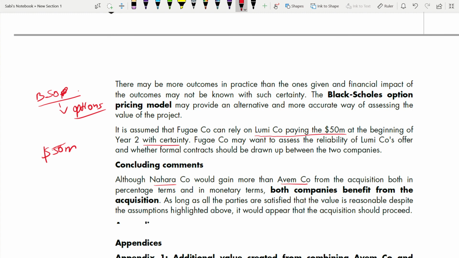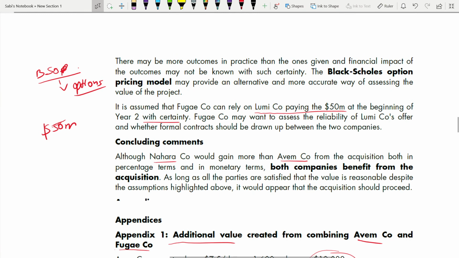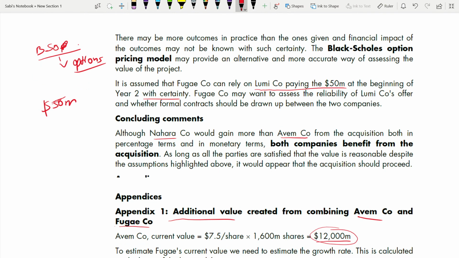Both companies benefit from the acquisition. Both companies benefited, right? From the acquisition, it is in bold. That means it has to be there in your conclusion. Marks are there. As long as all the parties are satisfied with the values, reasonable despite the assumptions highlighted above, it would appear that the acquisition should proceed. This is the final conclusion. But before you say the acquisition should proceed, make sure that all parties are satisfied, values are reasonable despite the assumptions highlighted above. Try to bring out the assumptions that you have highlighted above. Bring your assumptions into the conclusion.